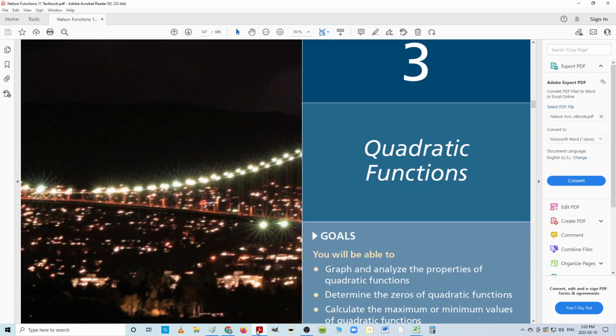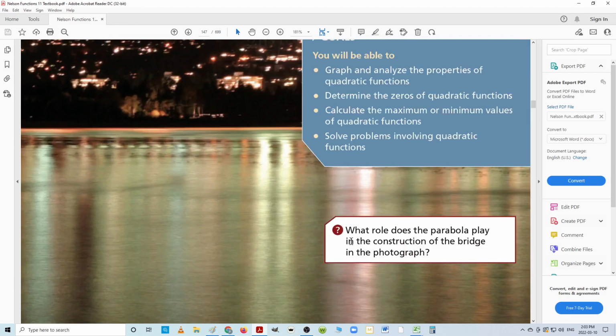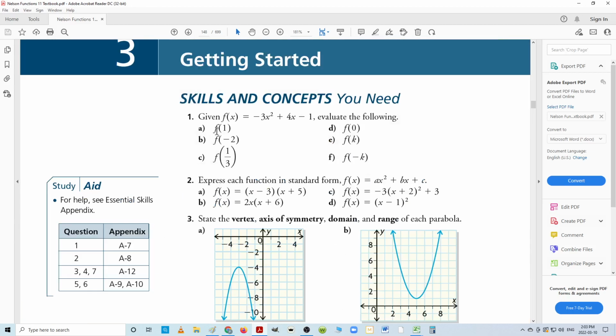So this chapter is going to deal primarily with reviewing how to fill in a function. So when I see f of 1 here, I put it wherever I see x, and f of 1 is going to be the y. So here, 1 squared times minus 3 is minus 3, plus 4 times 1, 4, so we're at plus 1, minus 1, 0. So f of 1 is equal to 0. In other words, when x is 1, y is 0. That's what this means. So you've got to get used to function notation.